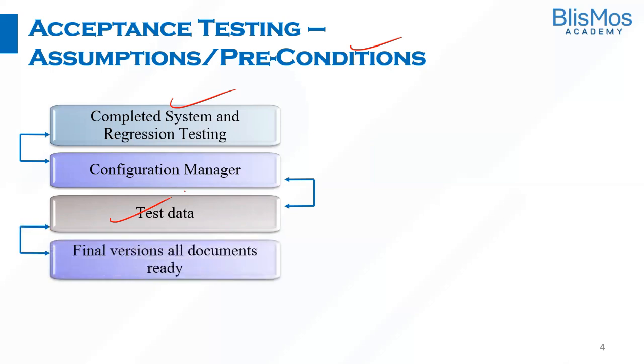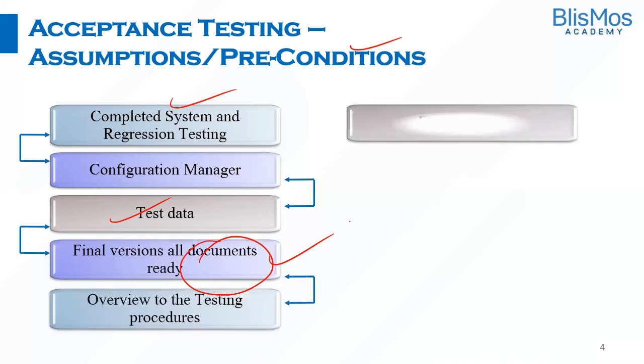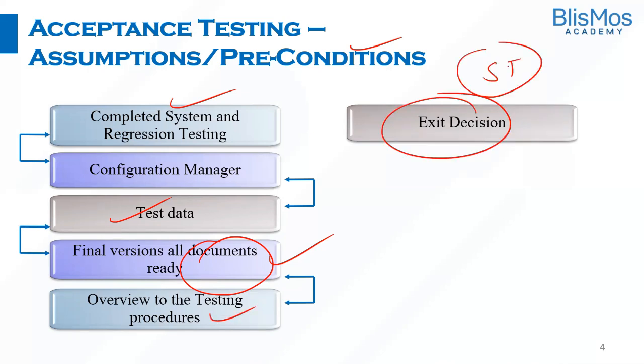After that, we'll ensure all the documents are also ready, because when we develop an application we need to ensure that we are also sending the user manual or documentation along with the application. That also needs to be validated before we proceed with the user acceptance testing. Post that, whatever the testing procedures are, that also is documented. So the exit decision from the previous testing phases is also completed.